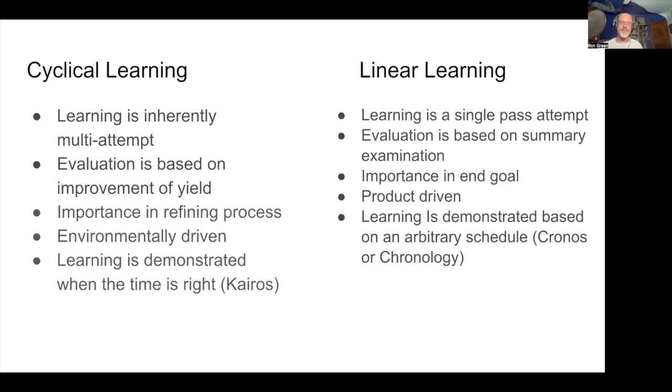In cyclical learning, the importance is in refining the process. So it's in developing your skill, not to get to a completion of developing your skill, but to indefinitely refine and develop your skill. Whereas in linear learning, the importance is an end goal. You need to learn all of these things by this time. That's it. You do or you do not.